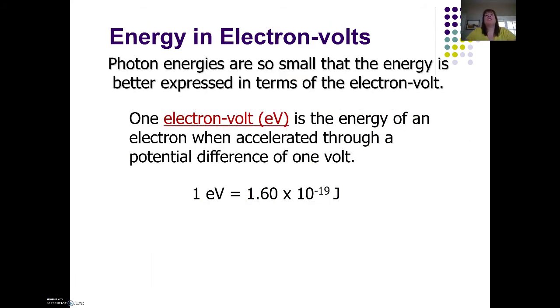Now, photon energies are teeny tiny, so we like to express them in terms of another unit, because we like big numbers. We don't like these teeny tiny numbers. That's called an electron volt, symbolized by eV, e for electron, right? The electron volt is the energy of an electron that's been accelerated through a potential difference of one volt. So the conversion factor would be Q, 1.6 times 10 to the negative 19th, the charge on an electron, times one volt, QV, energy. So one electron volt is the same as the charge on an electron in joules.